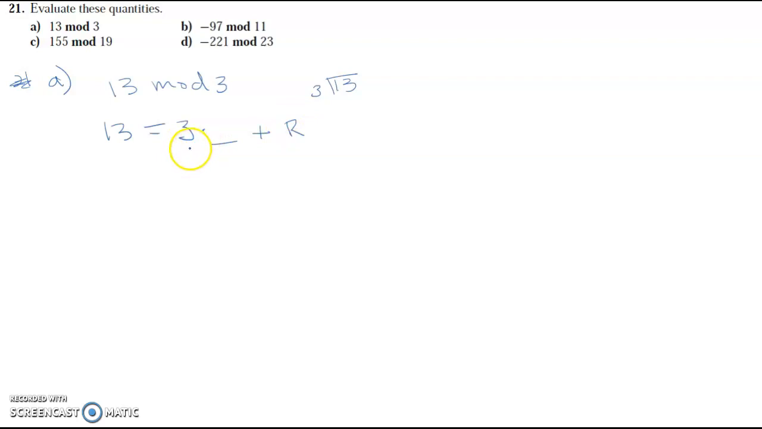If we go up more, 3 times 5 is 15, so our remainder is no longer going to be a positive number. So our answer is 4, and 3 times 4 plus 1. So our remainder is 1. Let's use this logic to find the negative number. So negative 97 mod 11. I'm going to start by writing negative 97 equals 11 times some number plus a remainder.